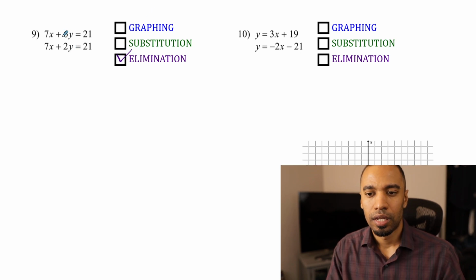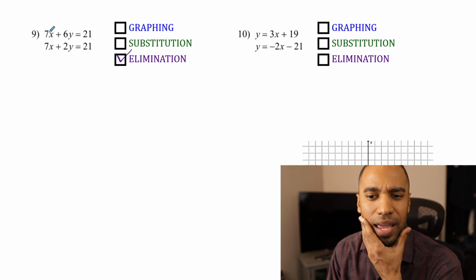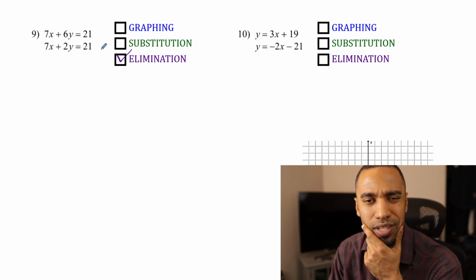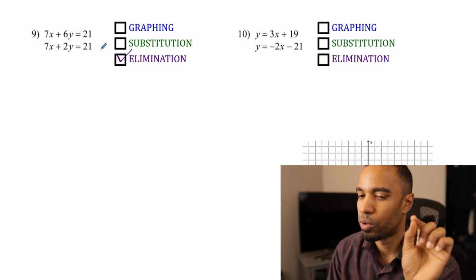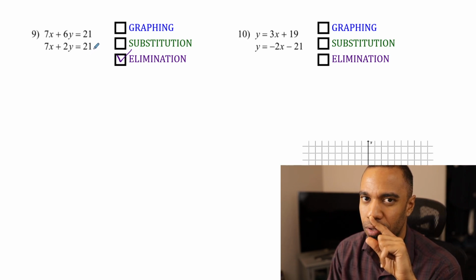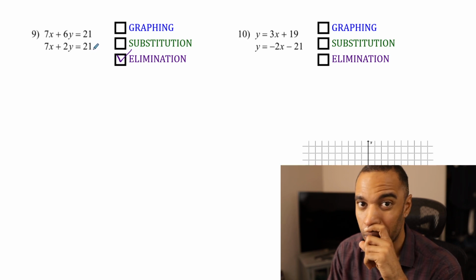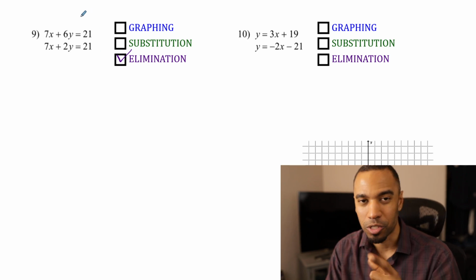Elimination. Now, you might be thinking, how could I add 7x plus 6y and get 21 and 7x plus 2y and get 21? Isn't this no solution? I'd hold your horses on that. You have to think really closely about the fact that x and y could be any number, and there's a very specific number we have to think about with y that might make this work out possibly. So let's play with it.